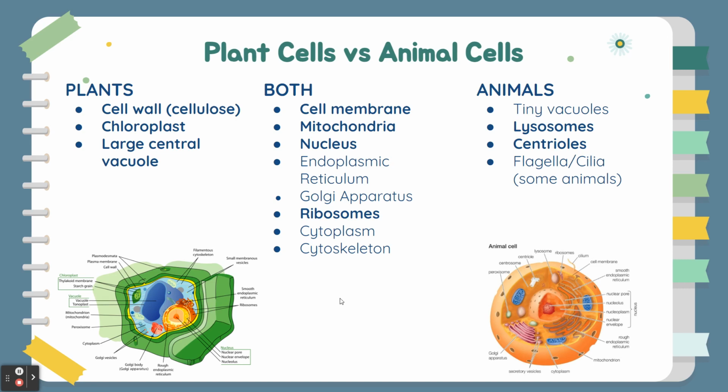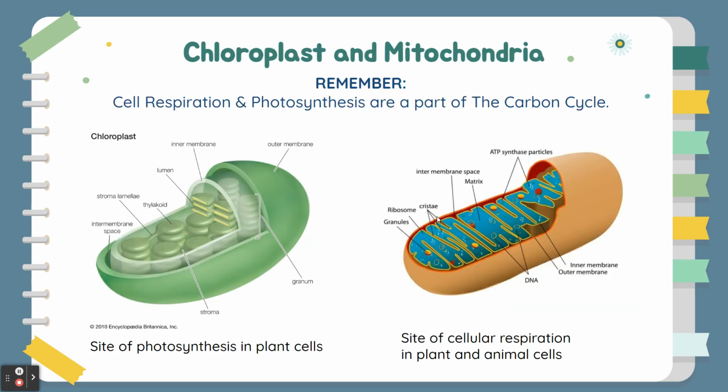All right. I would recommend making a Venn diagram or a chart of some sort so that you can memorize what plant cells have, what animal cells have, and then what both plants and animal cells have. Speaking of organelles, let's dive deeper into mitochondria and chloroplasts.